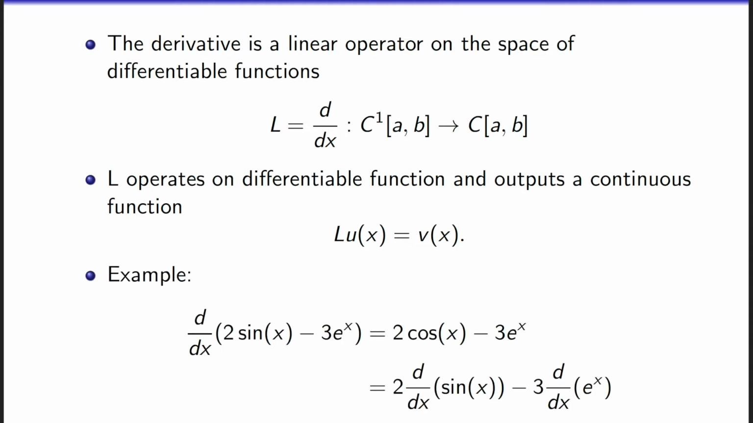So here we see an example of a differential operator acting on the function 2 sine of x minus 3 e to the x. So the input to this function is the function 2 sine of x minus 3 e to the x, and it outputs the function 2 cosine of x minus 3 e to the x. And we can see that this is in fact linear because we know that differentiation is a linear operation. In general, differentiation up to any order is a linear operator which acts on C^k and outputs a function that is continuous.